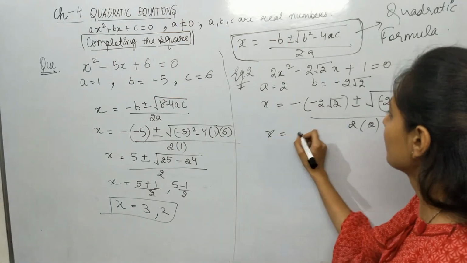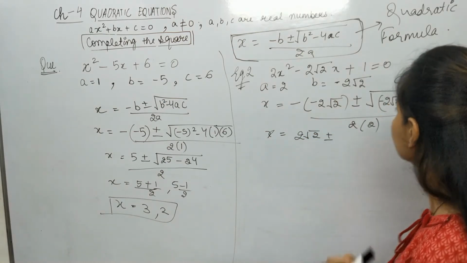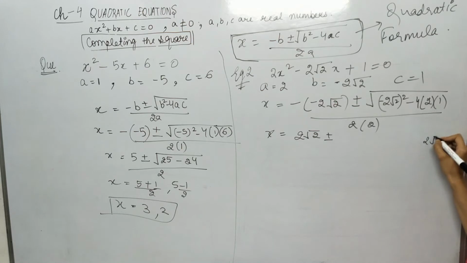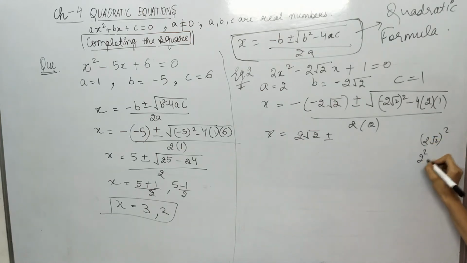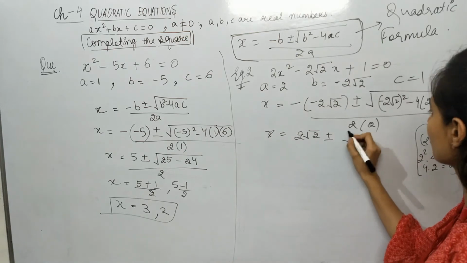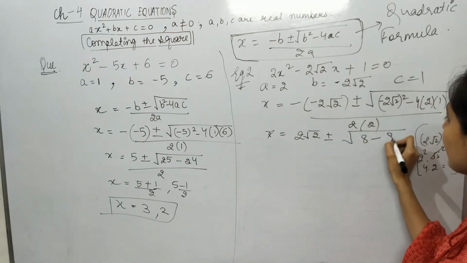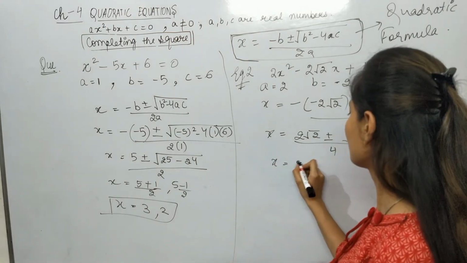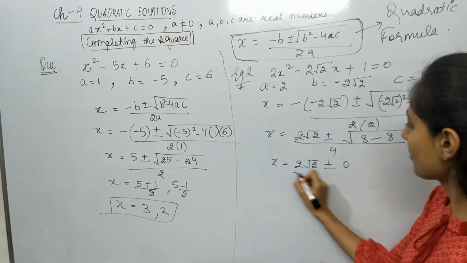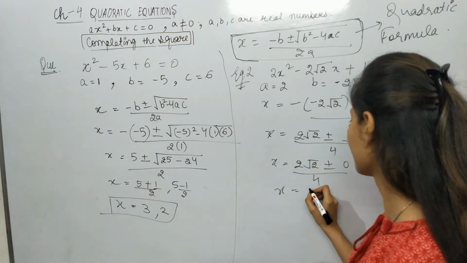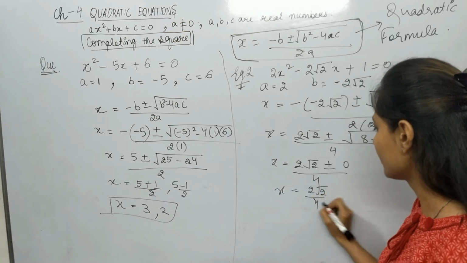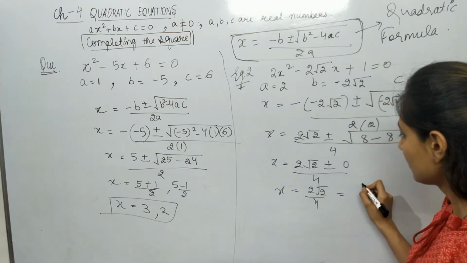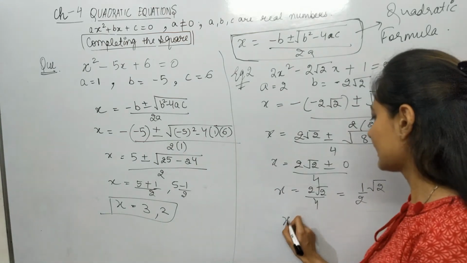So x is equal to 2 root 2 plus minus under root 2 root 2 whole square. 2 root 2 whole square will give 2 square into root 2 square. This cancels out. 4 into 2, that is 8. So under root of 8 minus 4 2s are 8. 8 minus 8 upon 4. So 8 minus 8 will be 0. So 2 root 2 plus minus 0 upon 4. That means x is equal to 2 root 2 upon 4. That means x will give you values 1 by 2 root 2.